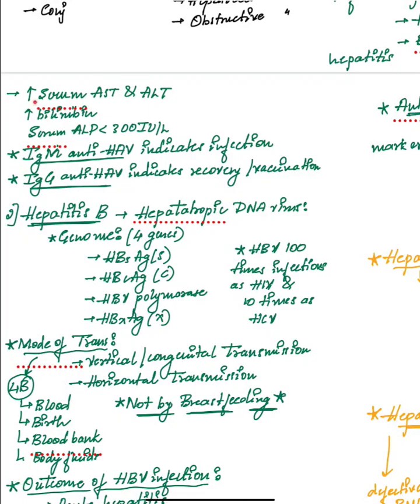There will be increased serum ALT and AST, increased bilirubin. Serum ALP will be less than 300 international units per liter. IgM anti-HAV indicates the infection. IgG anti-HAV indicates recovery or vaccination.